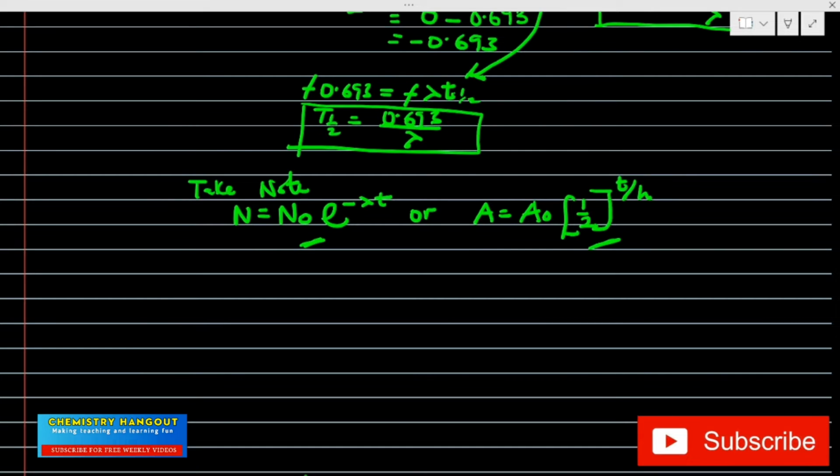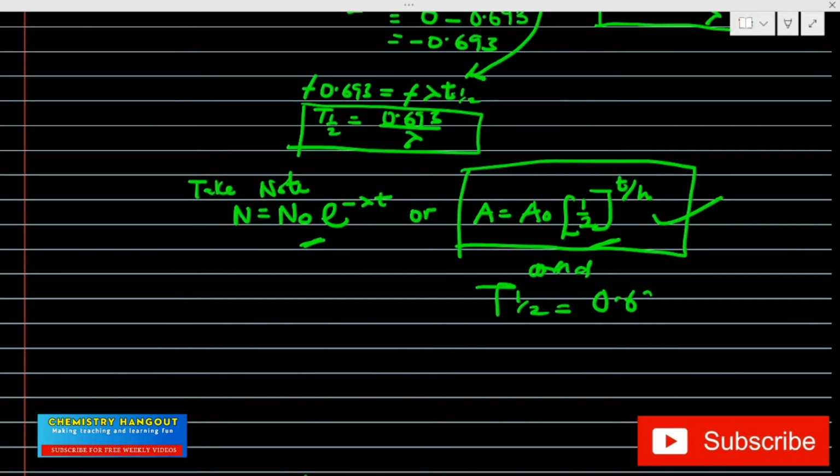So I always advise JAMB students that if this is too clumsy for you, this is better. So take note of this, very important. And this very particular one, T half equals 0.693 over lambda or K.